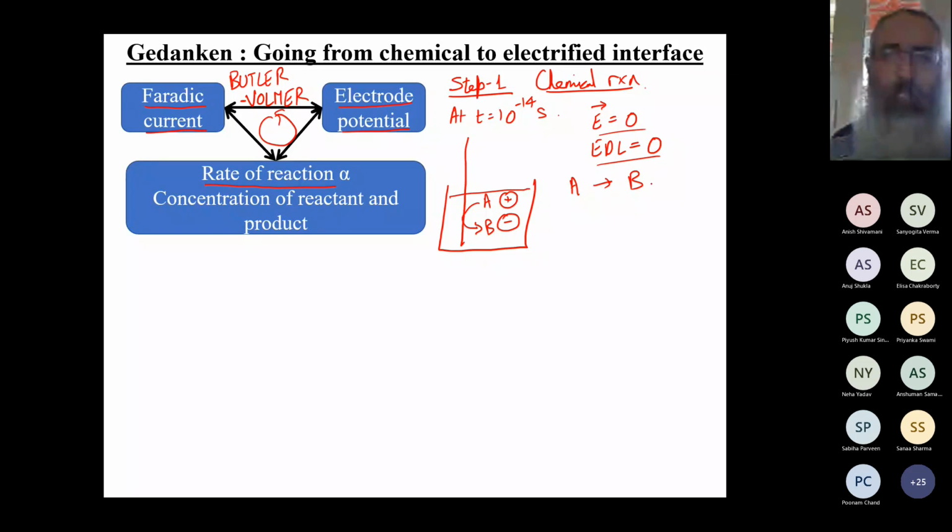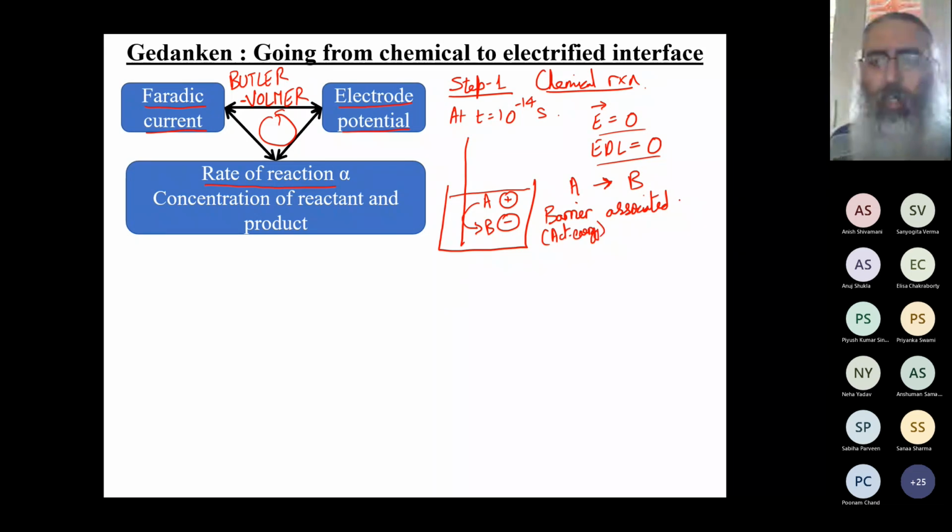This can be visualized as a pure chemical reaction, and there is a delta G naught associated, or a potential energy barrier associated with this reaction, which is purely in chemical terms. So the barrier, or when I say barrier, it is actually the activation energy. Okay, the activation energy associated with this conversion is purely chemical in nature. There is no whatsoever contribution of electrical picture here.